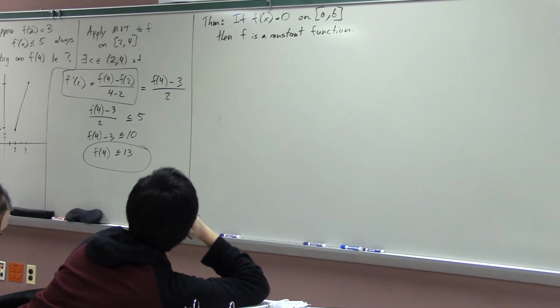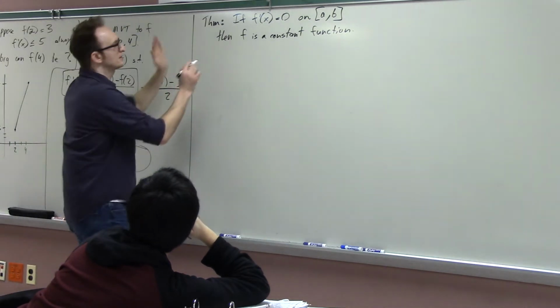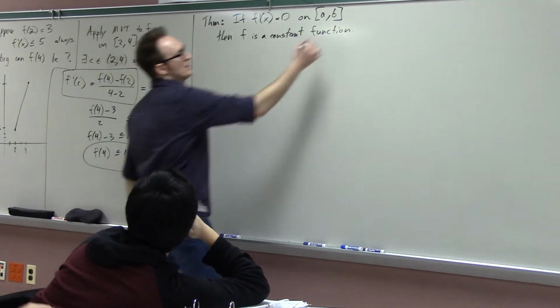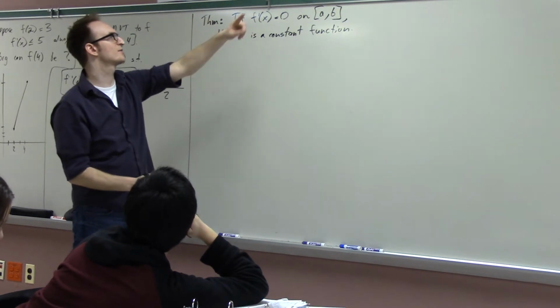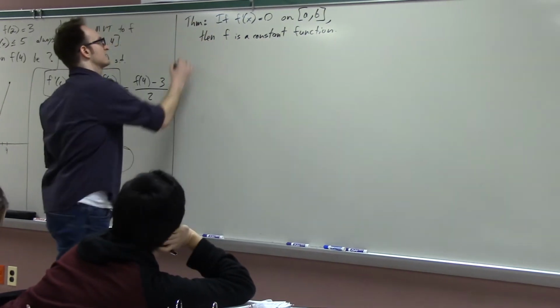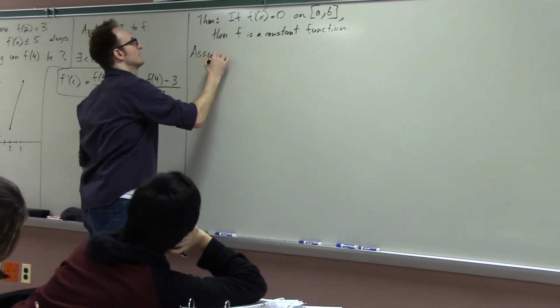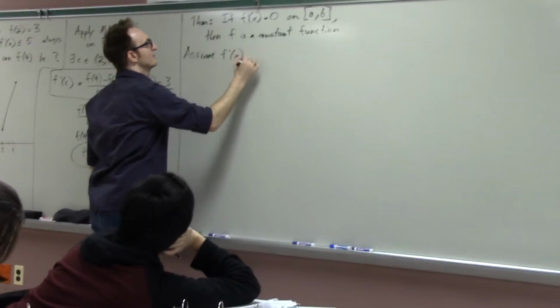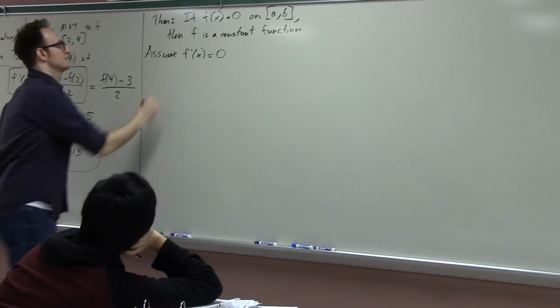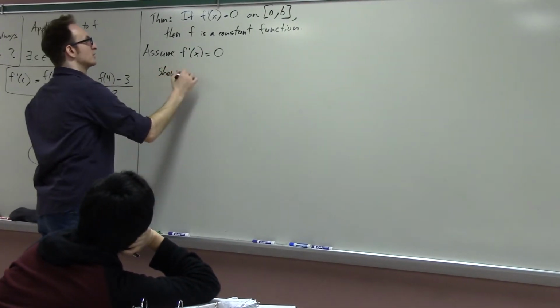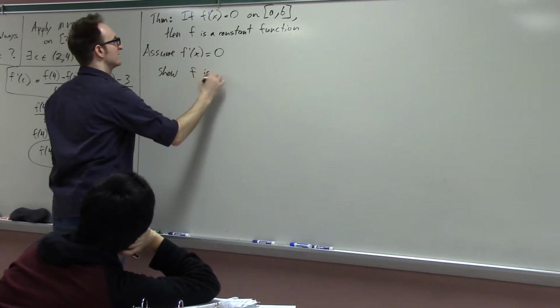How can we actually show that something is a constant function? It's a little bit tricky logically to think about how to do that. Well, okay, first let's start the theorem. So this theorem is a conditional. It says assume the derivative is 0, and then we're going to show that it's constant. So let's do it. Assume that the derivative is 0, and now my goal is show f is constant.